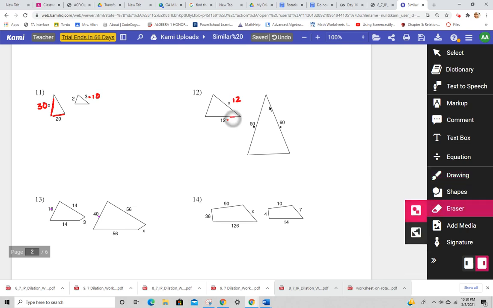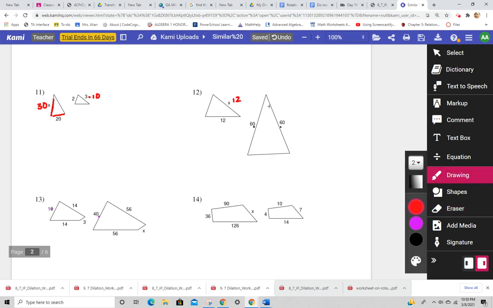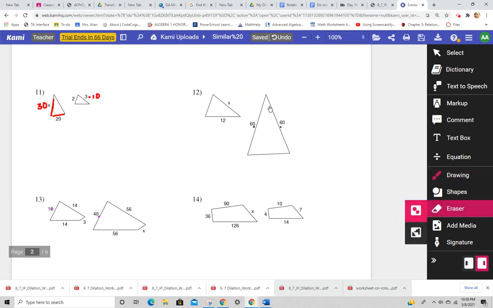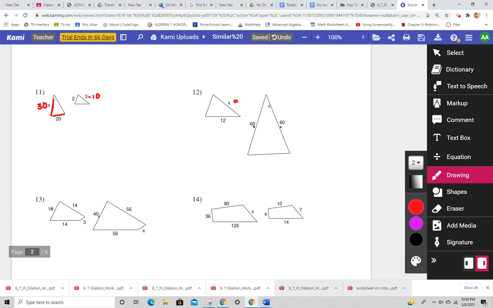Okay, so I'll just erase this because we weren't looking for that. We were just using that to find the missing side. So the missing side is 12. And we figured that out because 12 times 5 is 60. And because these two sides are equal, these two sides have to be equal.